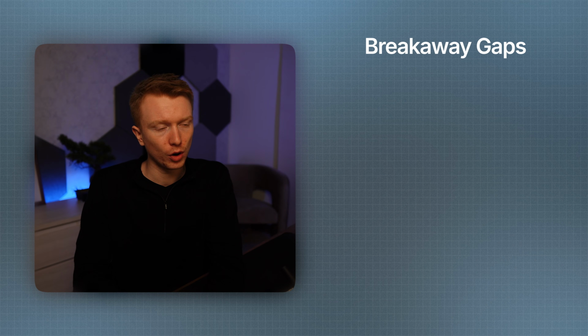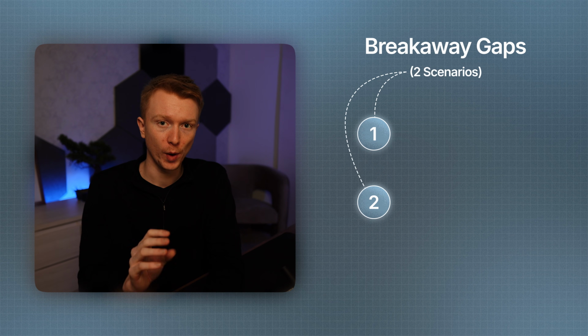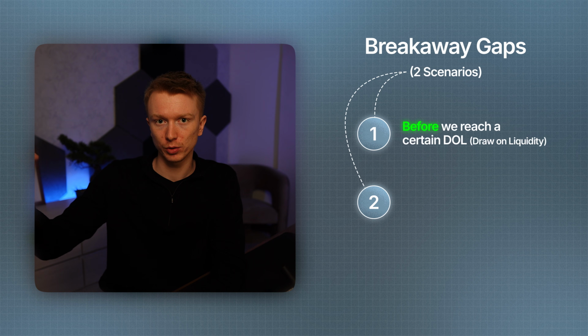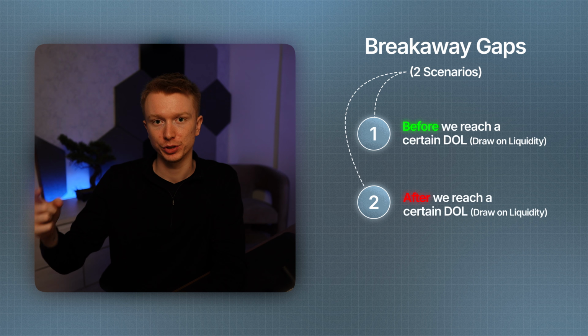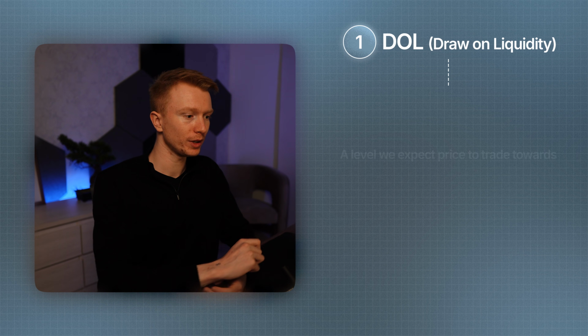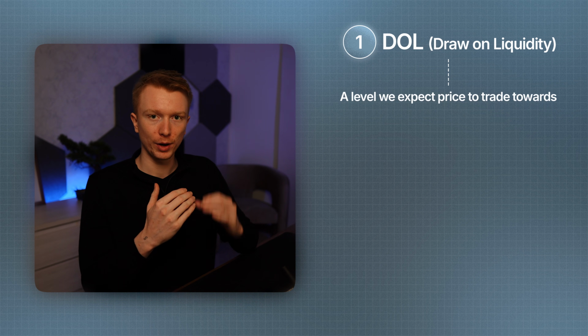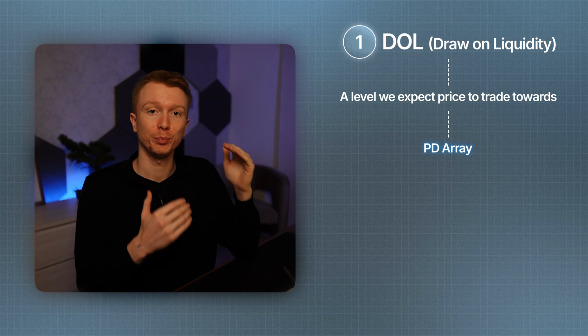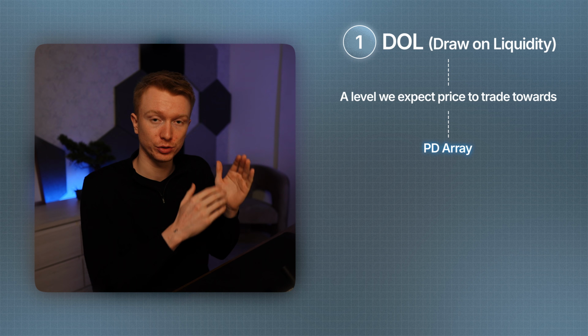Now, we are going to go over two different scenarios where breakaway gaps happen: before we reach a certain draw on liquidity and after we reach a certain draw on liquidity. So the first step is, what is a draw on liquidity? A draw on liquidity is a level where we expect price to trade towards. More specifically, it is a PD array where we expect price to trade towards.